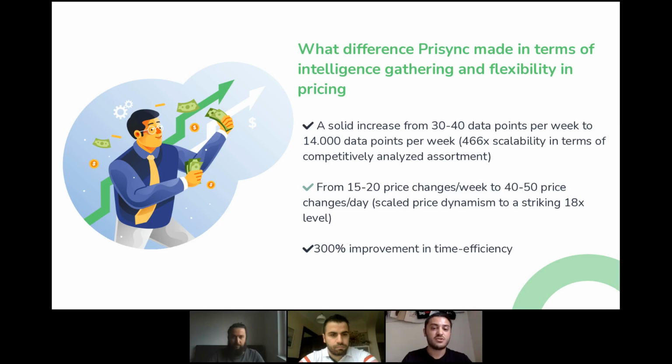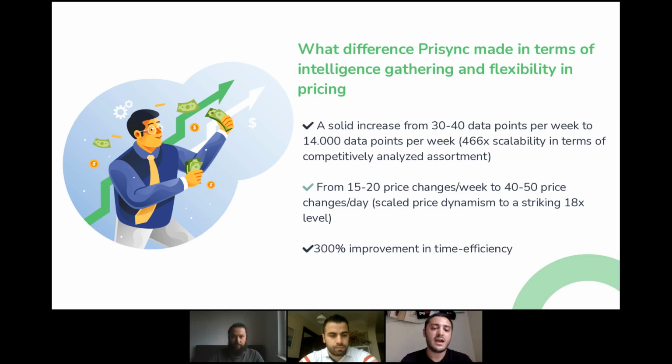to an assortment increased to 14,000 data points, because Prisync is not just giving price information for the competitors on a weekly basis, but on a daily basis, 4 times a day. So the data became much more reliable for Justus to count on.